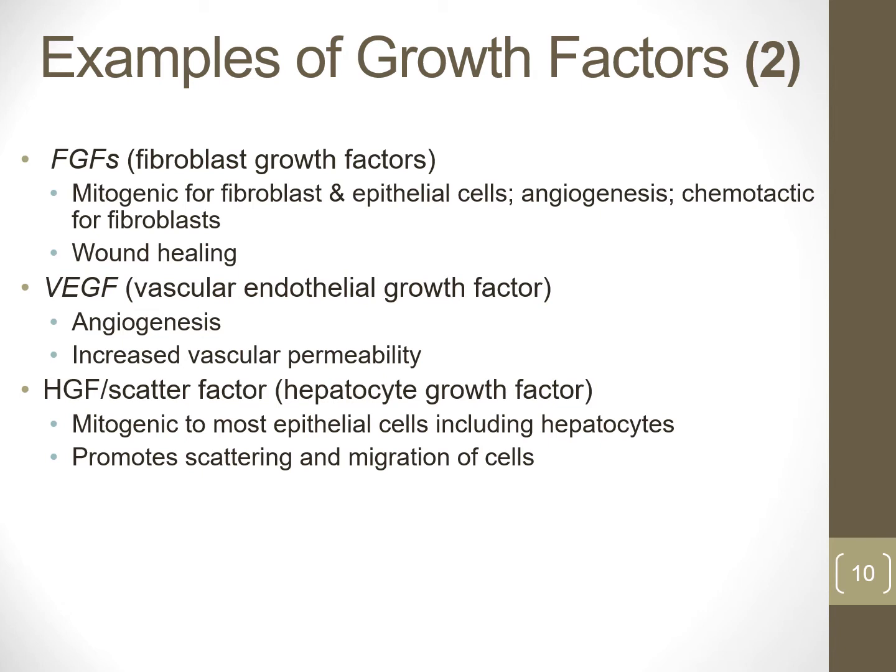Vascular endothelial growth factor. From its name, vascular and endothelial, it is important in angiogenesis, and also it can increase vascular permeability. And it is also a pro-inflammatory growth factor. We have the hepatocyte growth factor, or scatter factor. It is mitogenic. It induces mitosis of most epithelial cells and also hepatocytes, which, as you know, are stable cells. They need to be induced in order to proliferate. Also, it promotes scattering and migration of cells into their site of function.